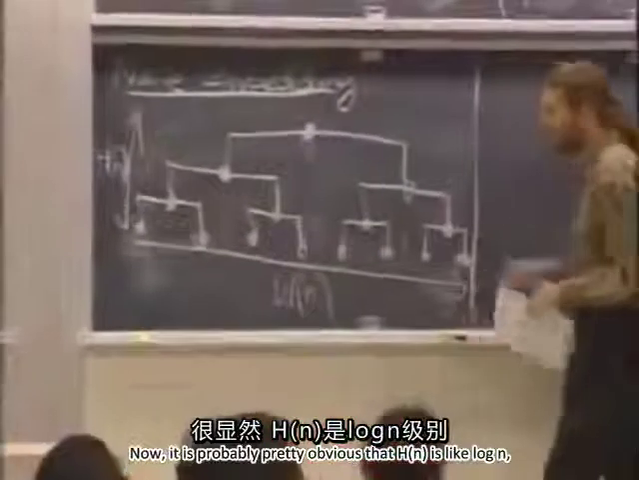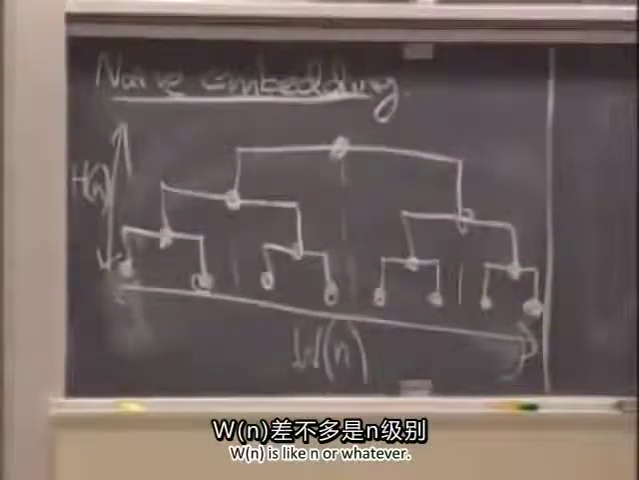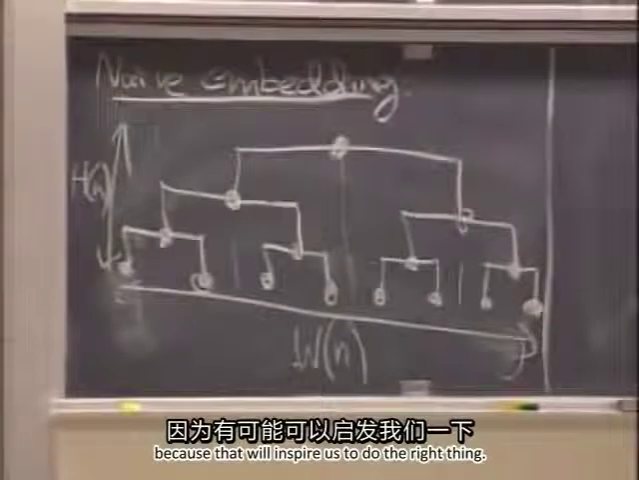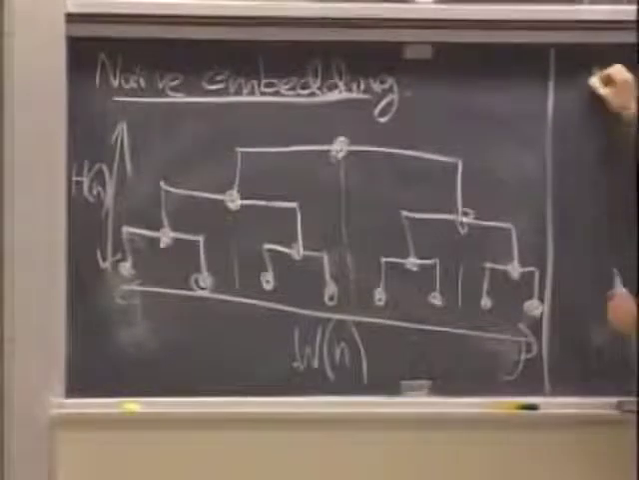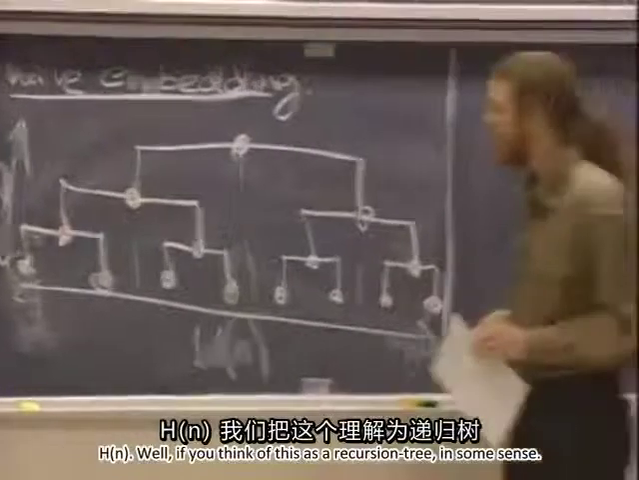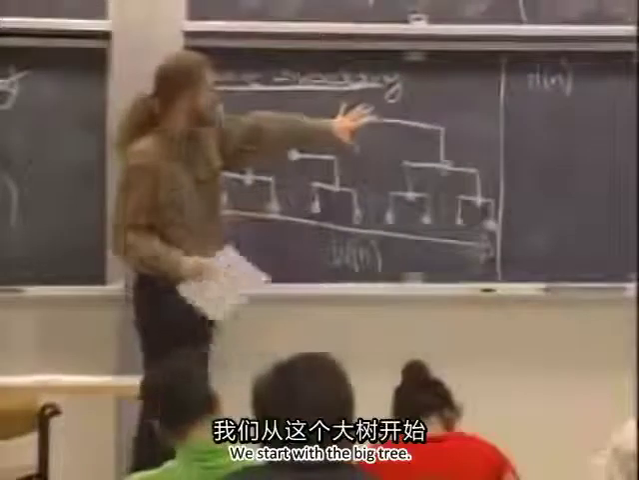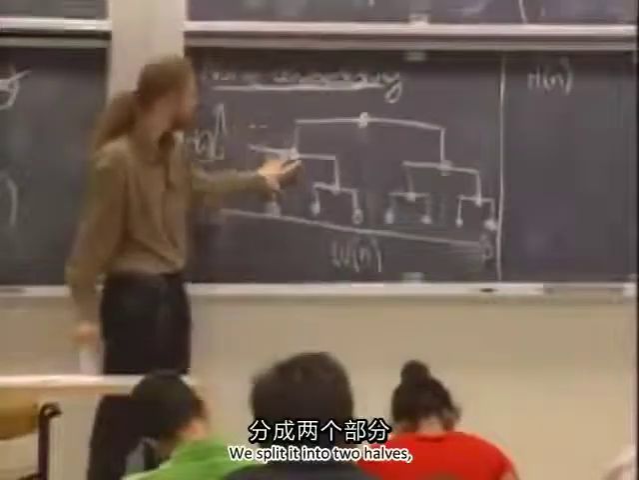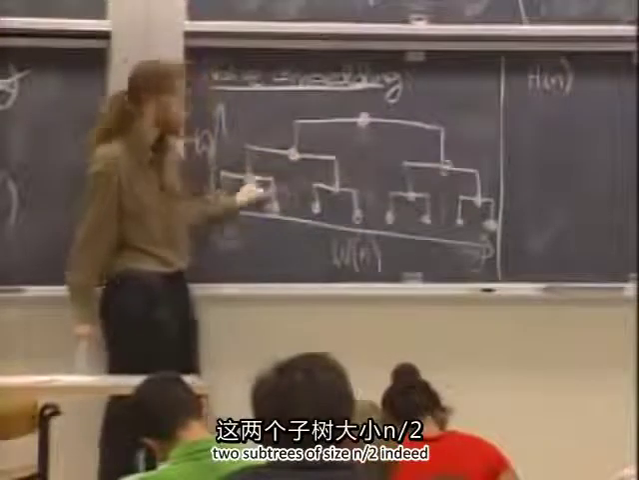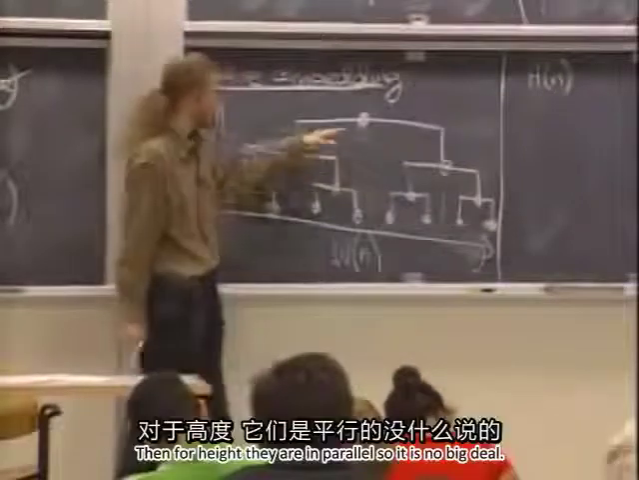Now it's probably pretty obvious that h of n is like log n, w of n is like n, 2n, whatever. But I want to write it as a recurrence because that will inspire us to do the right thing. So h of n, well, if you think of this as a recursion tree in some sense, we start with the big tree, we split it into 2 halves, 2 subtrees of size n over 2 indeed, because we're counting leaves. So it's exactly n over 2 on each side.